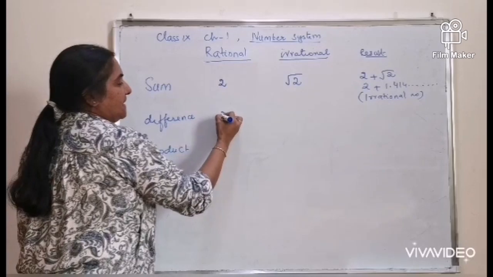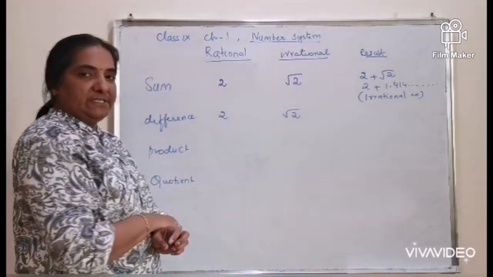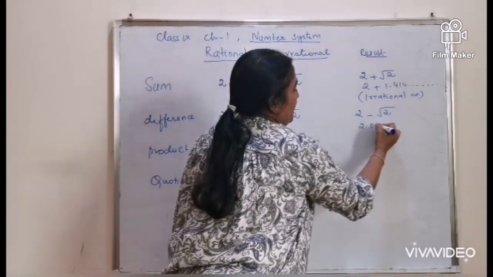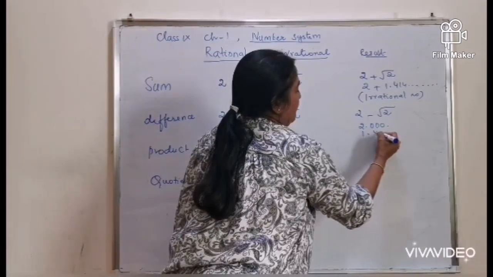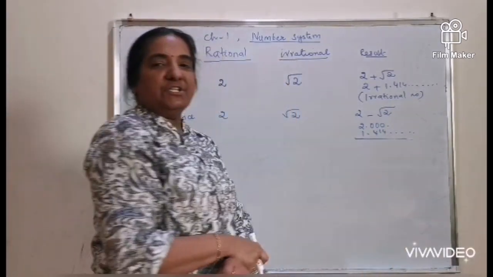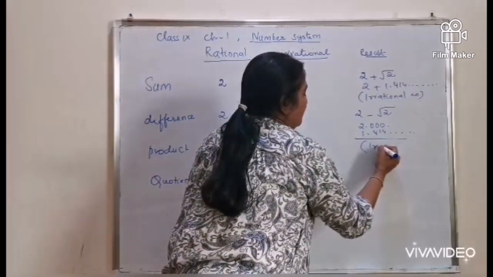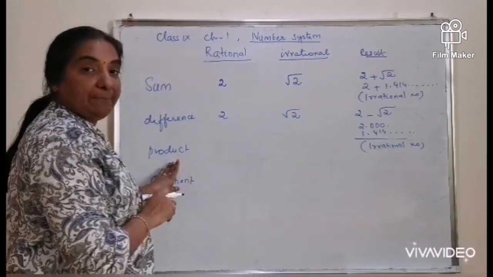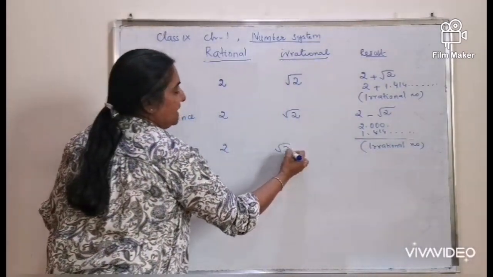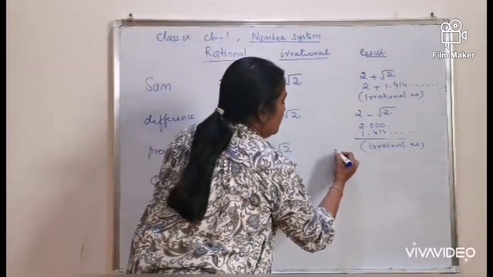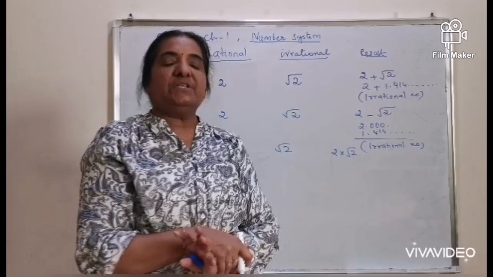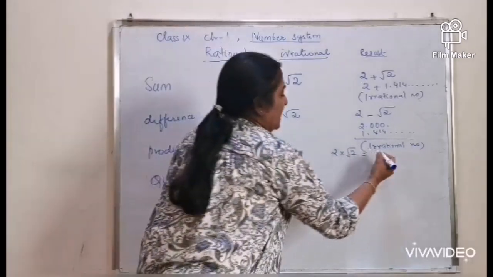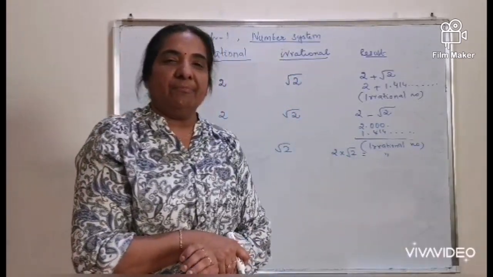Similarly, with the same example for the difference, 2 minus square root 2 is the same as 2.00 etc. minus 1.414 etc., which shows that the answer is again an irrational number. What about the multiplication? With the rational number 2 and square root 2, the value of 2 is fixed, but the value of square root 2 is not fixed. Hence, we cannot get a rational number. The answer is again an irrational number.